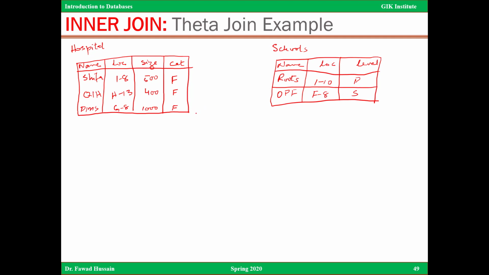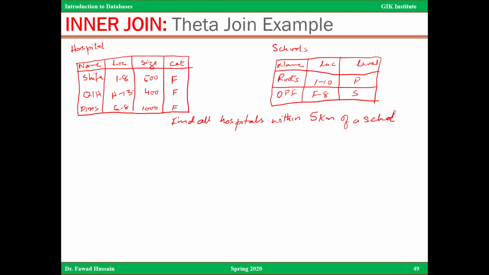So what we are trying to do with this example, we're trying to explain what is a theta join. So to explain what a theta join is, let me assume a query. So let the query be: find all hospitals within 5 kilometers of a school. So the query is that I have to find all hospitals that are located within 5 kilometers of a school. How do I do that?